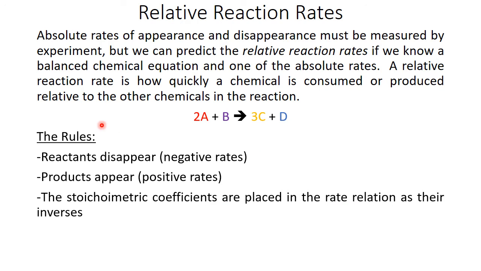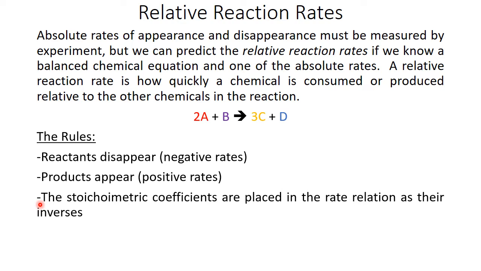Now the rules in general for these. Reactants disappear. Reactants will always have negative relative rates. Products appear. They always have positive relative rates. And the stoichiometric coefficients from the chemical equation are placed in the rate relation as their inverses.